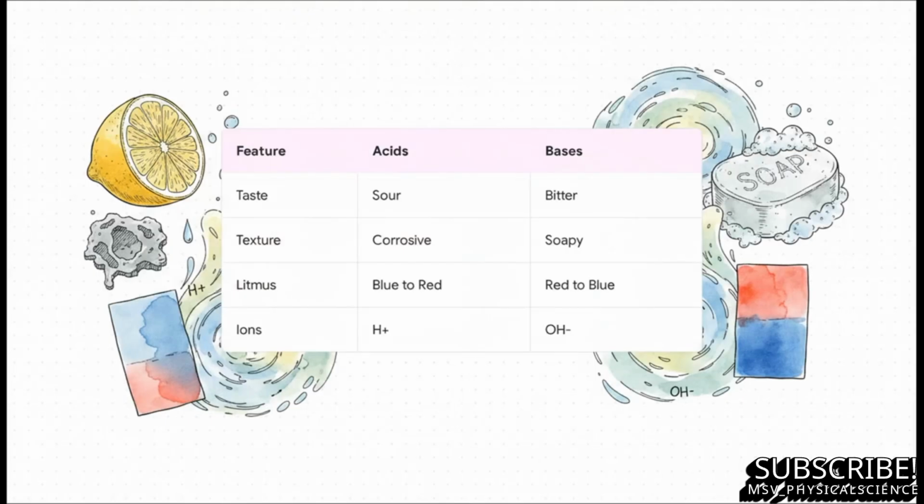This breakdown brilliantly illustrates the direct contrasts between the two. Acids, think of the lemon juice in your fridge, taste sour, turn blue litmus paper red, and most importantly, they release H+ ions in water. But hey, remember proper safety and handling procedures here, because many lab acids are highly corrosive.